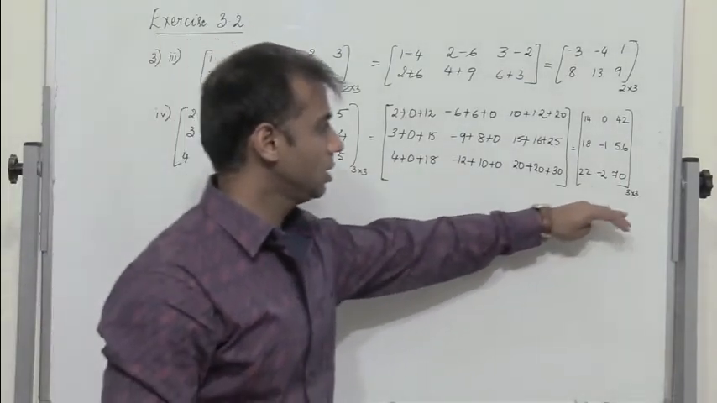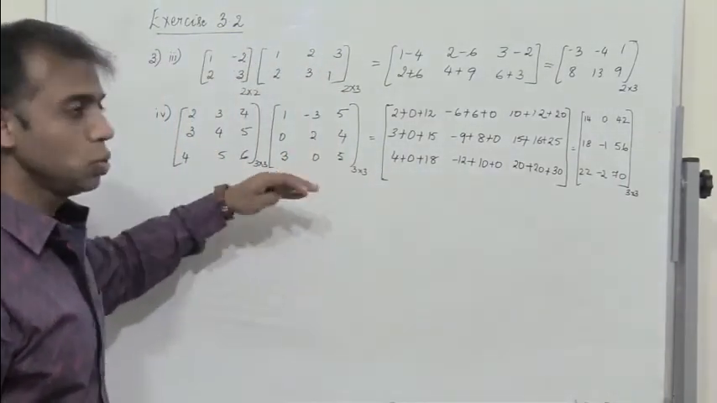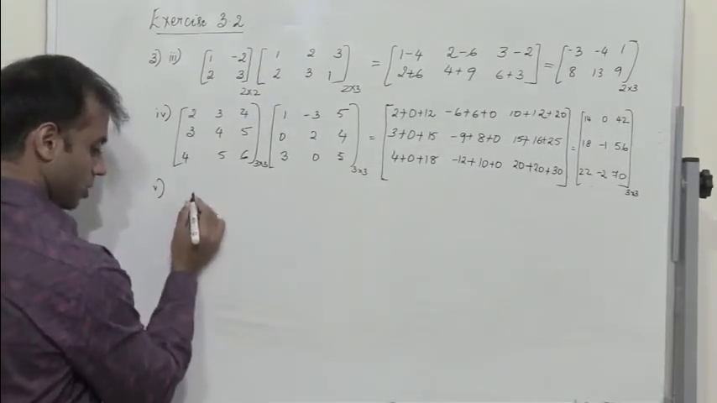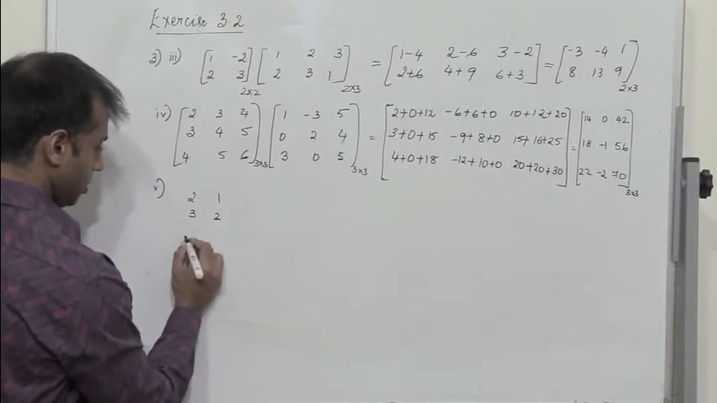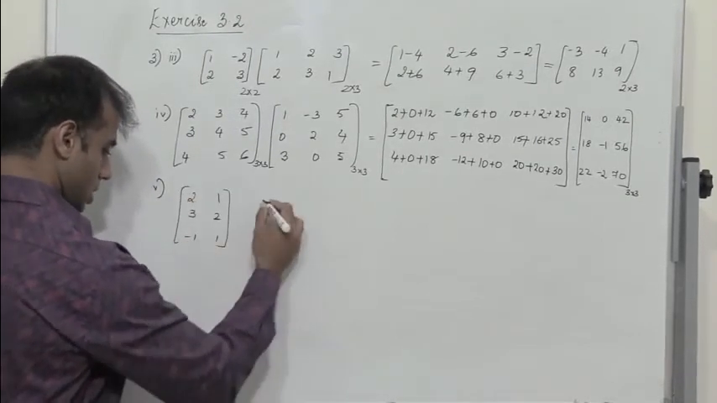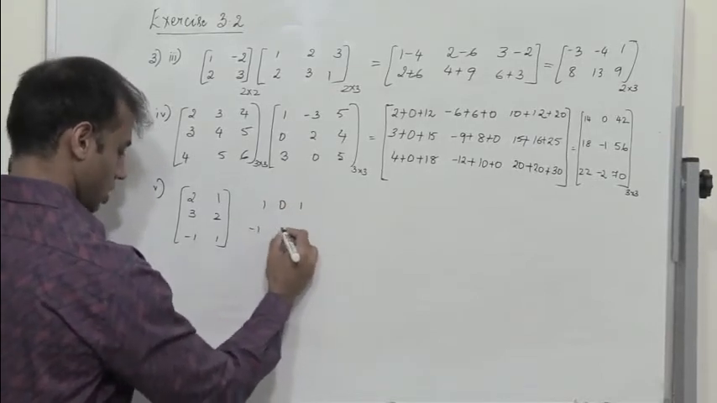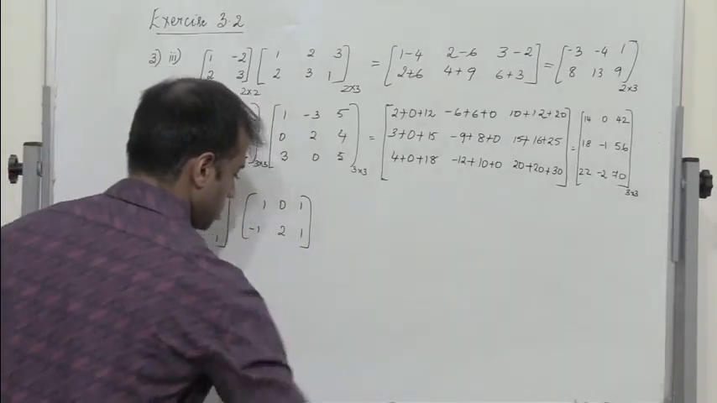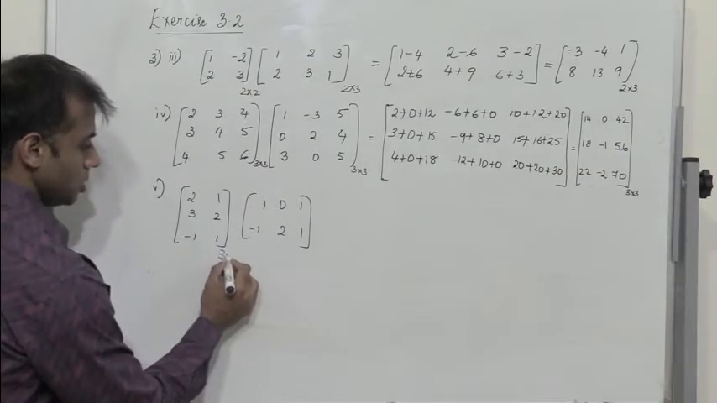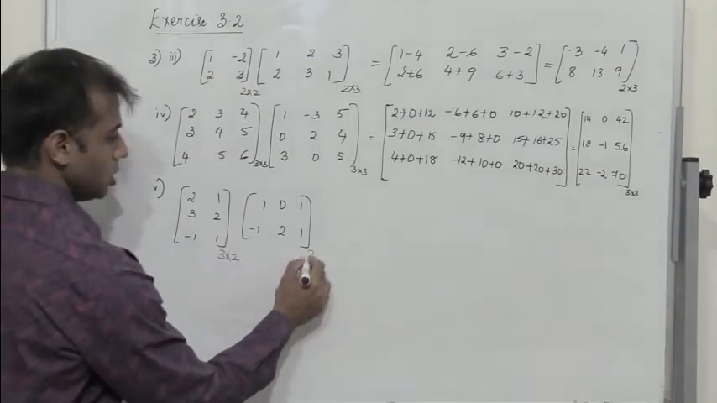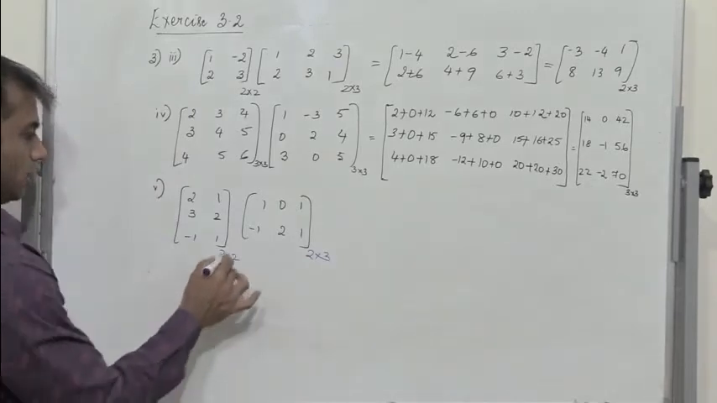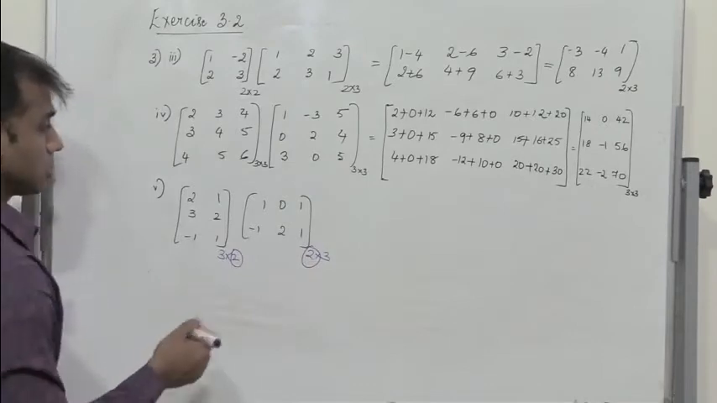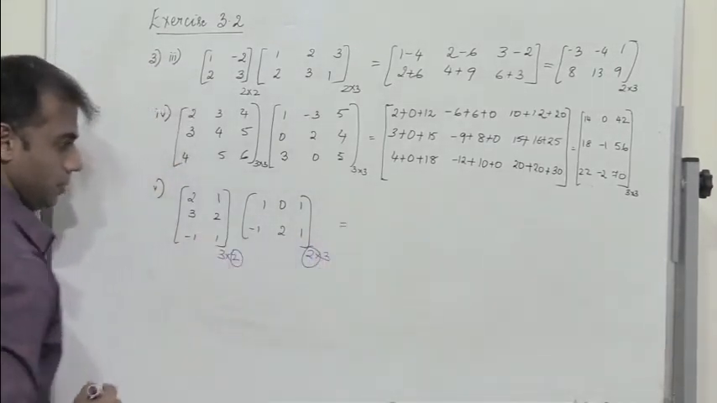Okay, so finally we get a 3 cross 3 matrix when I multiply two 3 cross 3 matrices. Next, fifth one. I have a matrix 2, 1, 3, 2, minus 1, 1, and then 1, 0, 1, minus 1, 2, 1. This is a matrix of order 3 rows and 2 columns, but this is a matrix of order 2 rows and 3 columns, 2 cross 3. So the columns of the first matrix and the rows of the second matrix match. So the resultant matrix will be of order 3 cross 3.